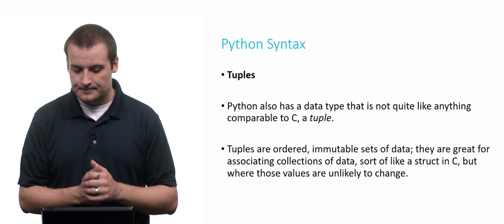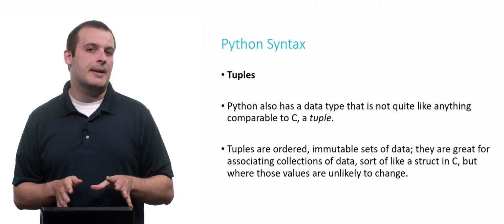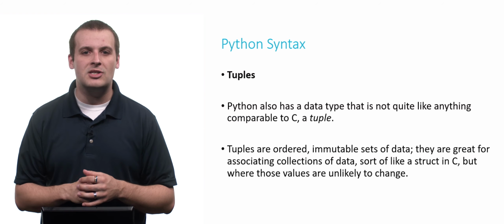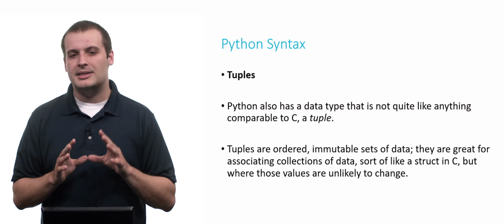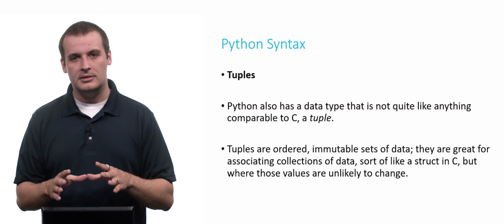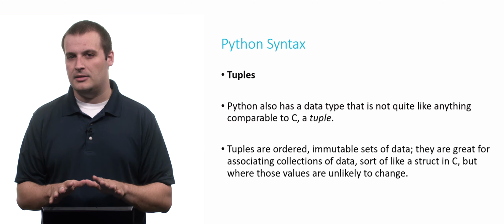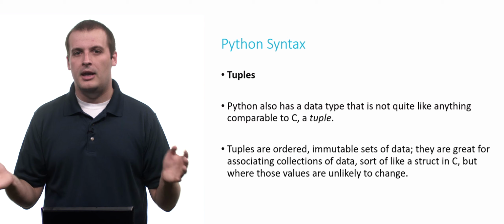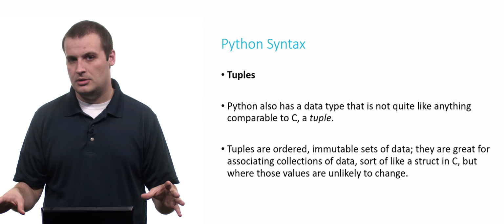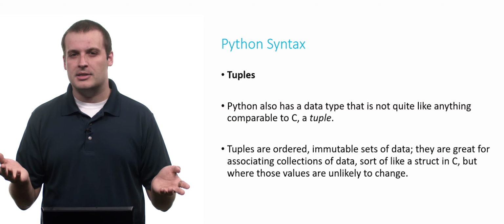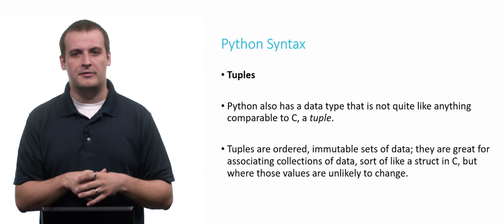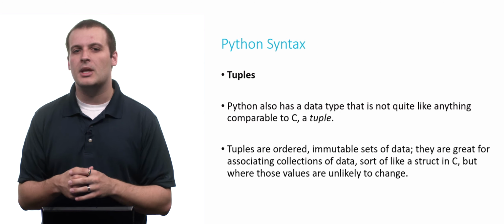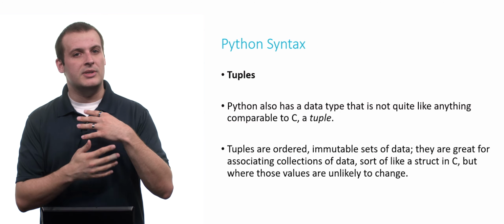Kind of useful. All right, here's a new data type, a new way of storing data in Python that we're not familiar with from C, and that's called a tuple. What a tuple is, it is an ordered, immutable set of data. Basically what we're saying here is we have a collection of a couple of things that we will never change, but the order matters. And we'll take a look at an example in just a moment of what a tuple might look like, or what a list of tuples might look like, and why we might want to work with them. But they're really good for associating collections of data.